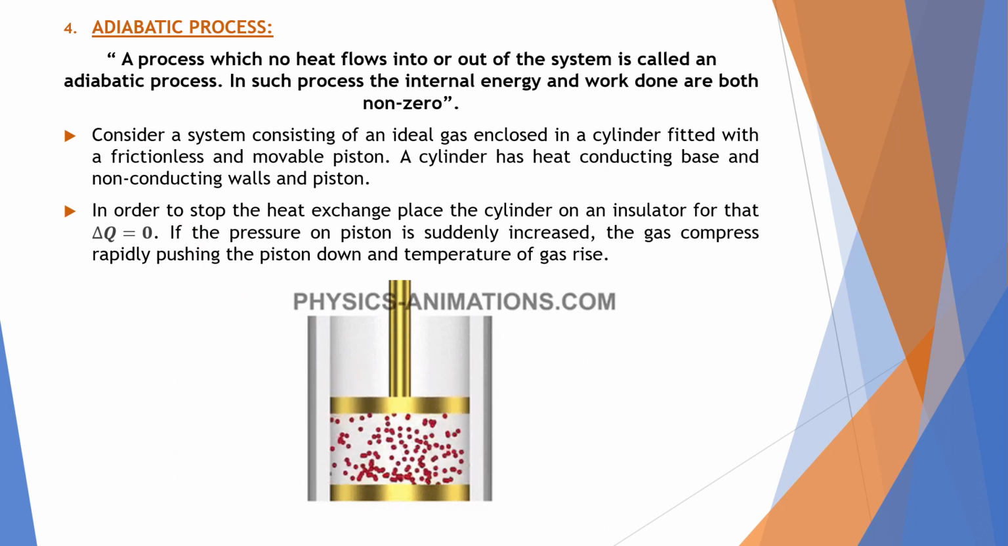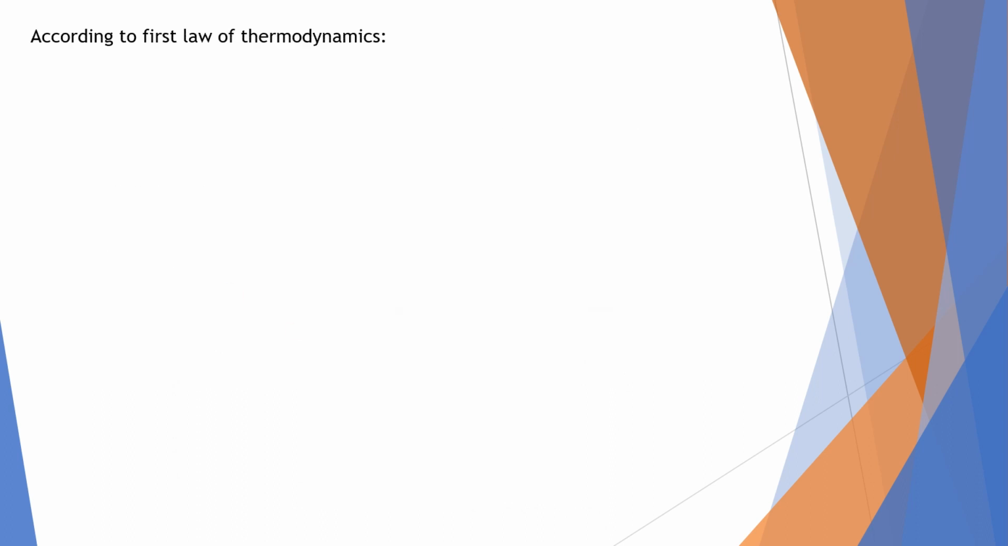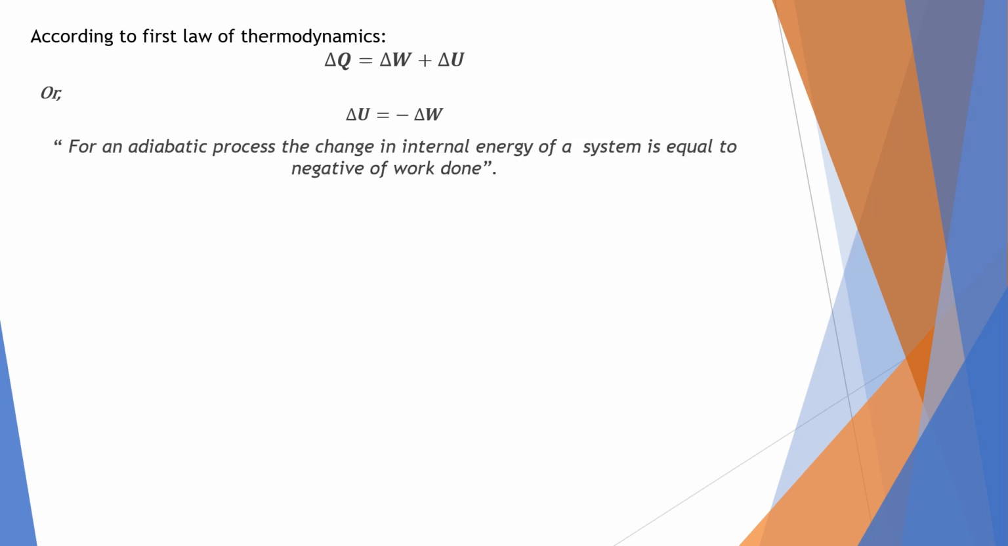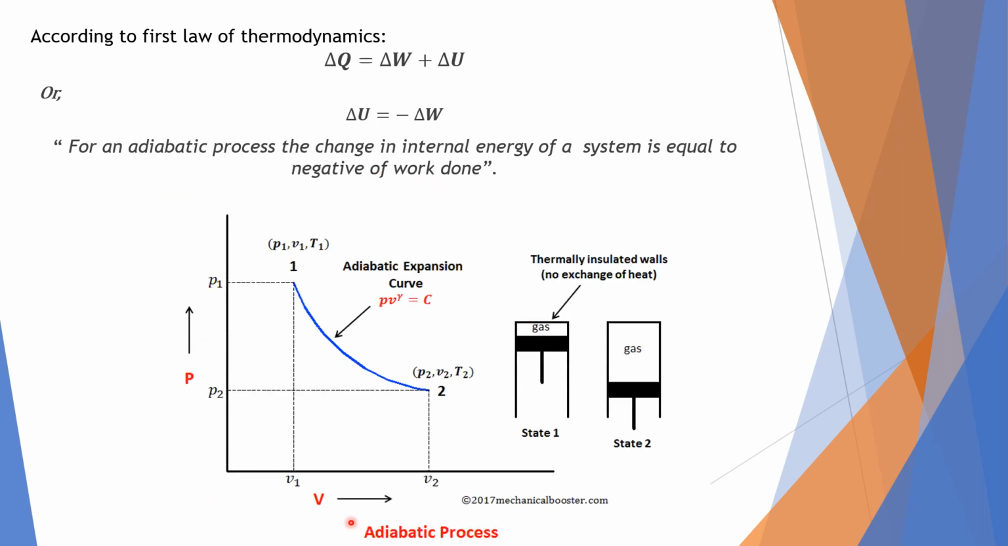Okay, according to the first law of thermodynamics, delta Q is equal to delta W plus delta U. For an adiabatic process, delta Q is 0, so delta U is equal to negative of delta W. Or for an adiabatic process, the change in internal energy of a system is equal to the negative of the work done. So this is the graphical representation of adiabatic expansion.